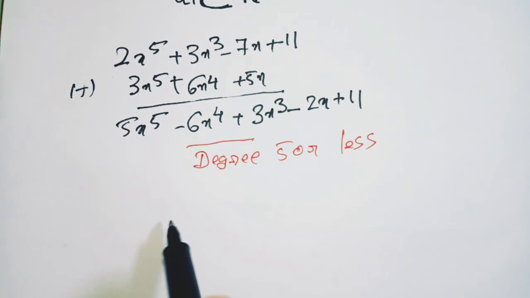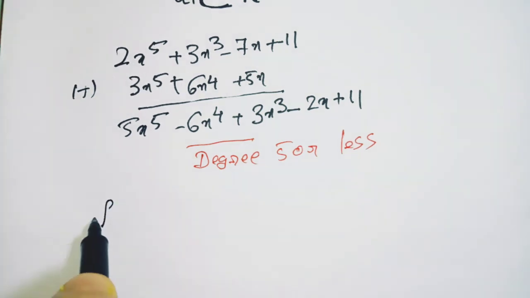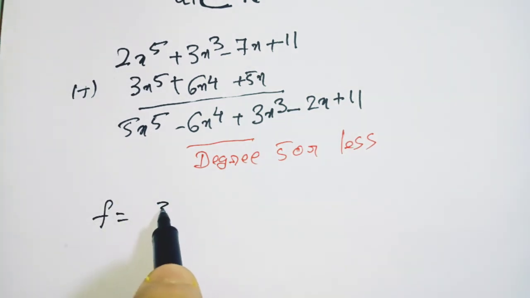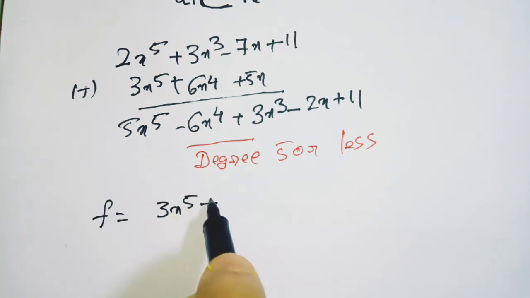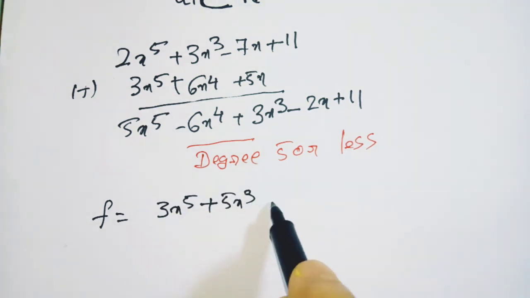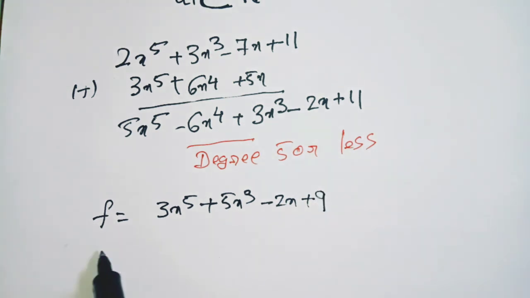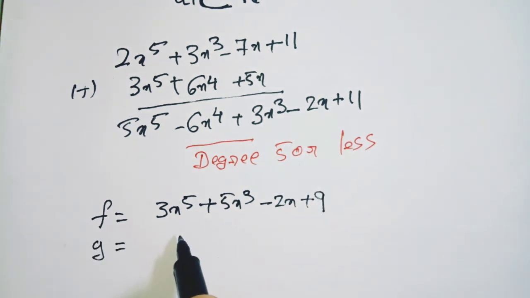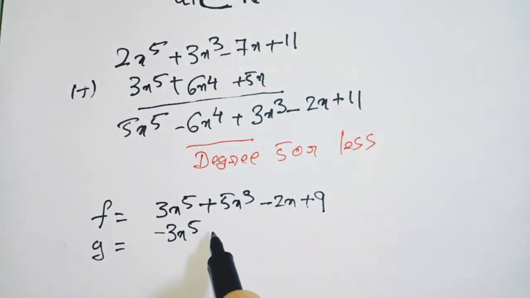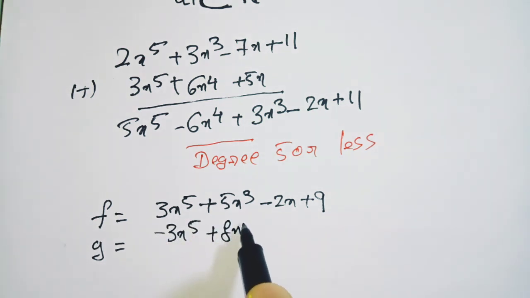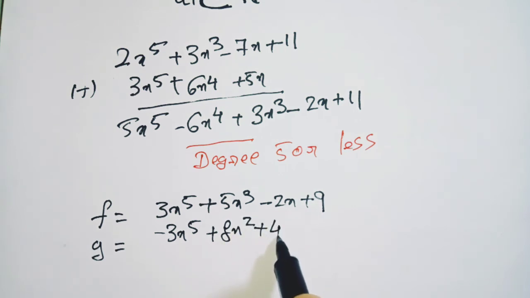Say for example, I got another equation. Say for example, if I write f equals 3x to the power 5 plus 5x cube minus 2x plus 9, right? And I'm going to add it with another one, which is g equals minus 3x^5 plus 8x squared plus 4x minus 2. I'm doing this because I want to wrap this up. It is going a little bit longer.